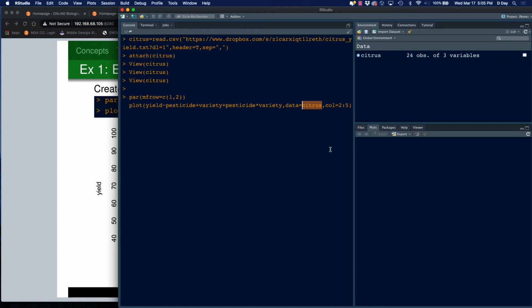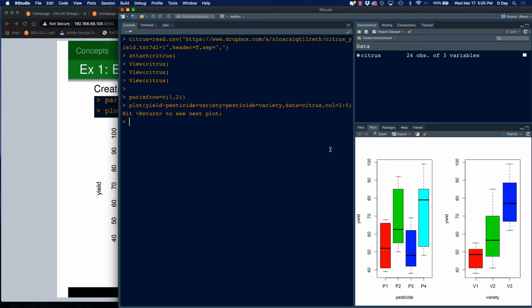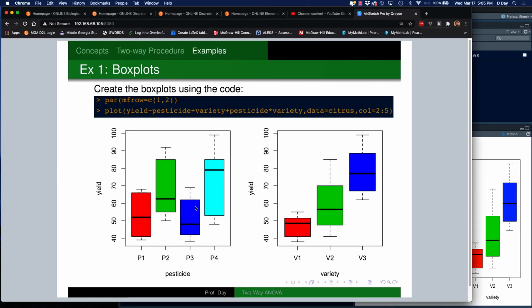So anyway, when I hit enter here, it's going to say hit return to see the next plot. In other words, behind the scenes, it's already plotted the first box plots for pesticide. But if I hit enter again, it will pop up there and I'll get the pesticide box plot right beside the varieties factor box plot. Okay, so I'm going to come back over here and we're going to look at it in R.